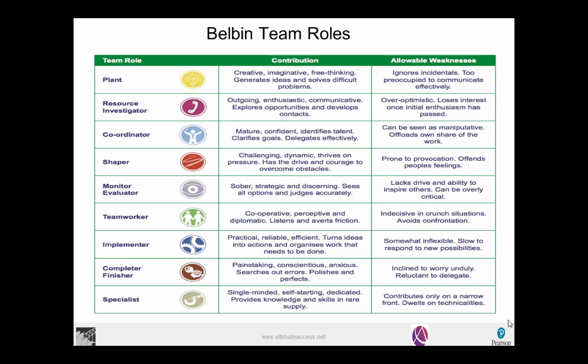Now, the team worker, they're very cooperative, they're diplomatic, they try to reduce any friction in the team. But at the same time, they don't like confrontation because, for them, they love peace on the team. So any confrontation for them would mean lack of peace in the team, and hence they avoid such things, even if it means compromising. Then implementer.